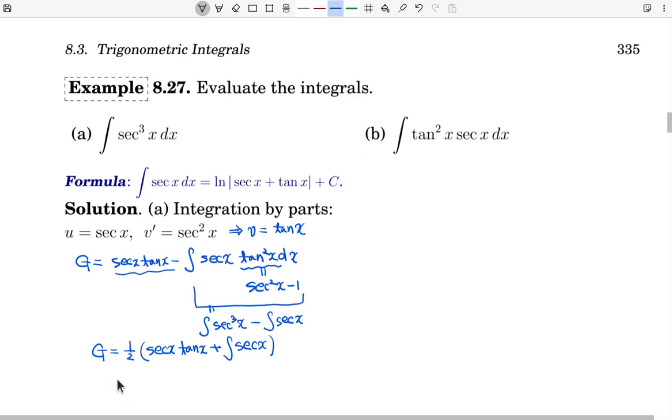Now that is one half of that term, plus the logarithm of sec x plus tangent x, and plus c, the integration constant. That's the final answer.